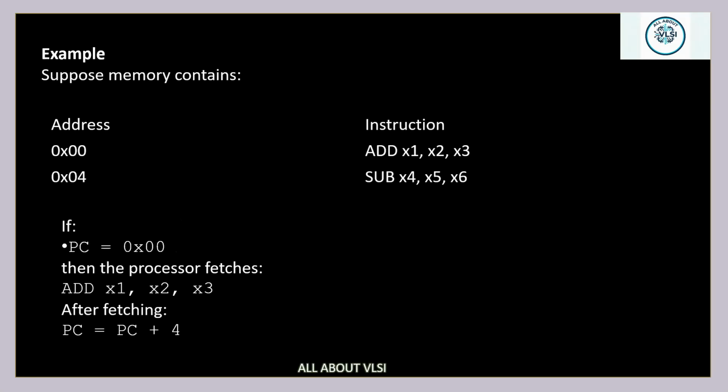Now, in step number two, we have this as one of the examples. Suppose a particular memory contains this instruction at address 0 and this instruction at address 4. Now, let's say my program counter is equal to 0, then the processor fetches add x1, x2, x3. After fetching, the program counter will be incremented like this. So this is how I can think of storing instructions and fetching an instruction from the instruction memory, right?